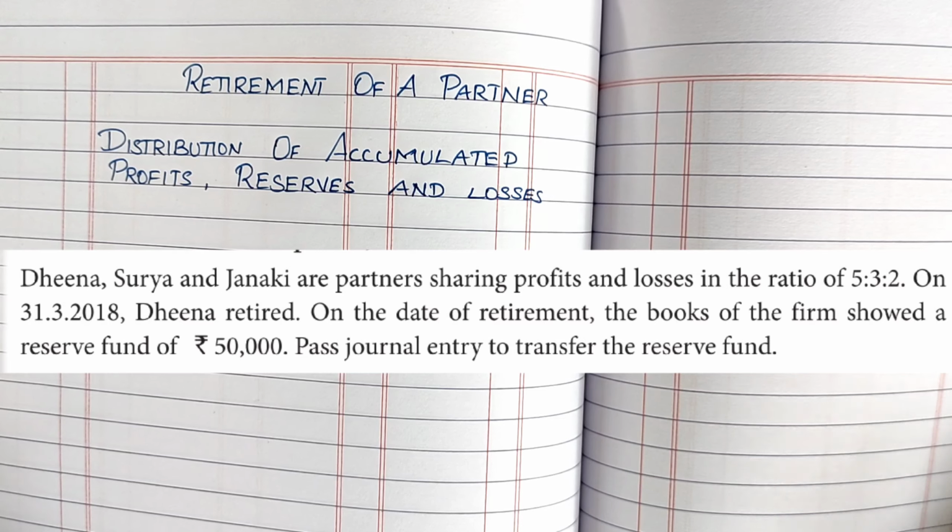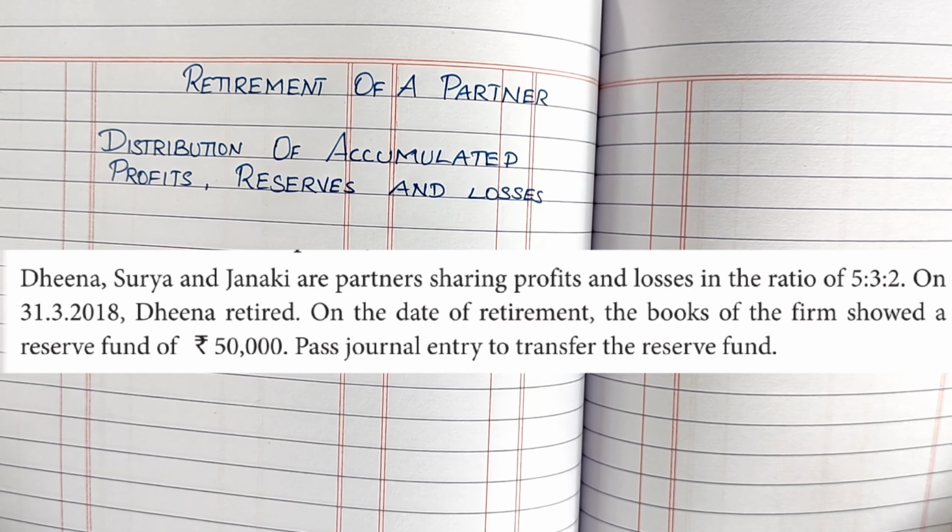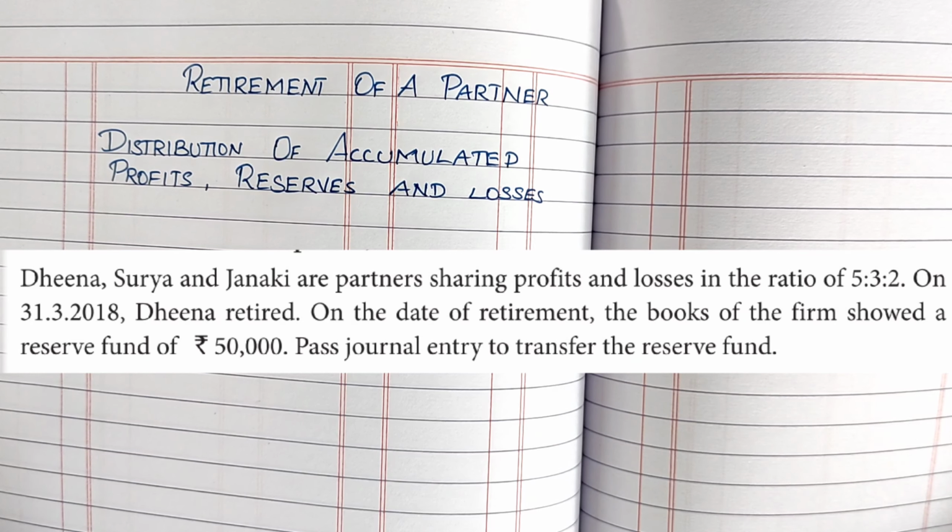So the sum goes as Deena, Surya and Janaki are partners sharing profits and losses in the ratio 5:3:2. On 31/3/2018, Deena retired. On the date of retirement, the books of the firm showed a reserve fund of 50,000. Pass journal entry to transfer the reserve fund.